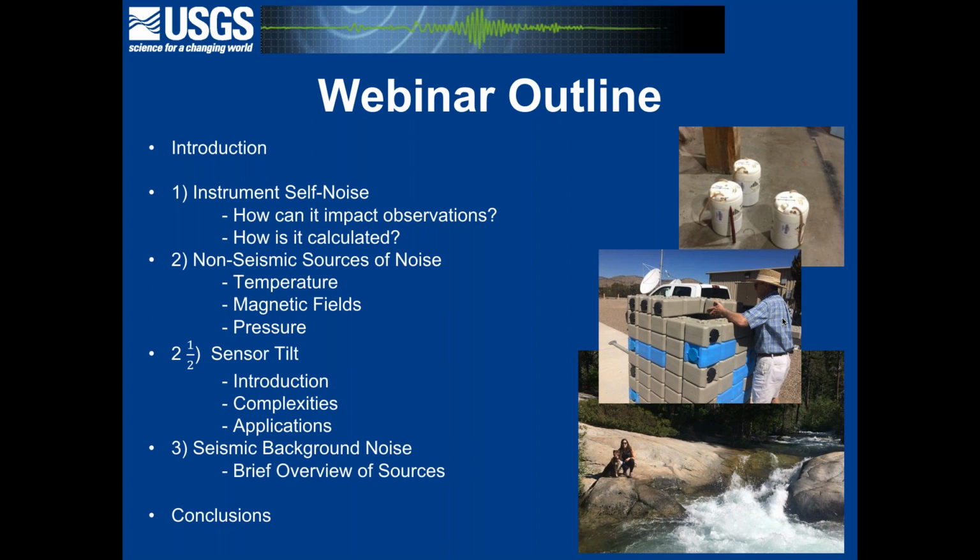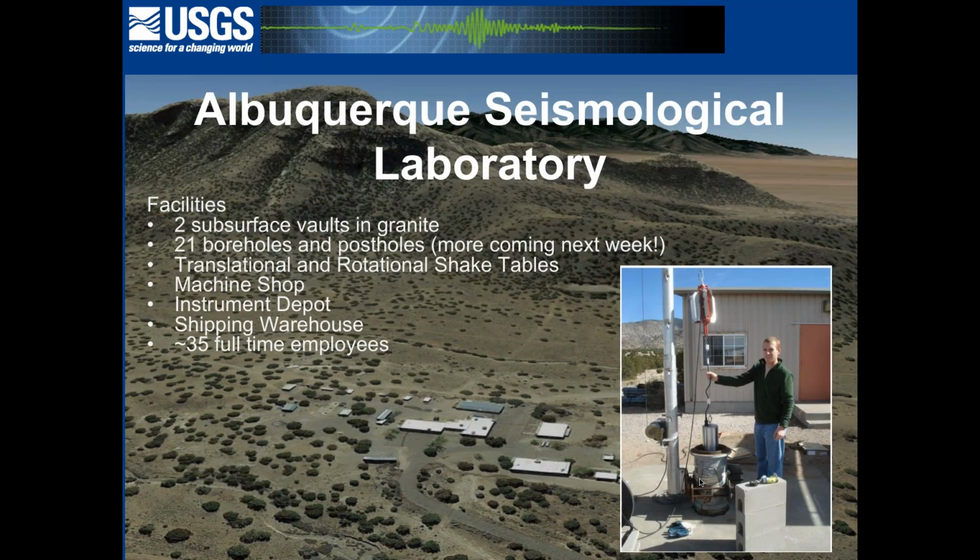And then finally, I'll talk briefly about some seismic background noise sources. I'm really going to highlight one study where we're looking at the Great Lakes, and I'll give a brief overview of what types of surface processes can cause observable seismic signals. And here's a picture of my lovely wife and dog next to a river, and there's been a lot of research lately about trying to use river signals to infer characteristics of the river, such as bedload transport and discharge. And then finally, I'll finish with some conclusions.